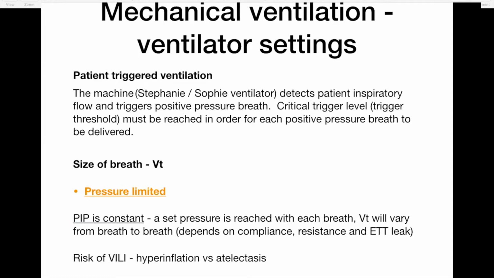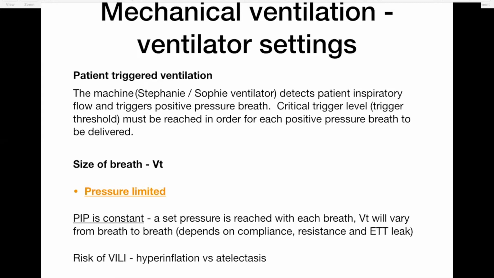Now, when we talk about mechanical ventilation, or when we ventilate a baby, we always use patient-triggered ventilation. Our machine, either the Stephanie or the Sophie, is going to detect our patient's inspiratory flow, and it's going to trigger a positive pressure breath. Because of this, we need a critical trigger level, our trigger threshold, and it must be reached in order for each positive pressure breath to be delivered. The size of the breath is going to be our tidal volume, as you know.